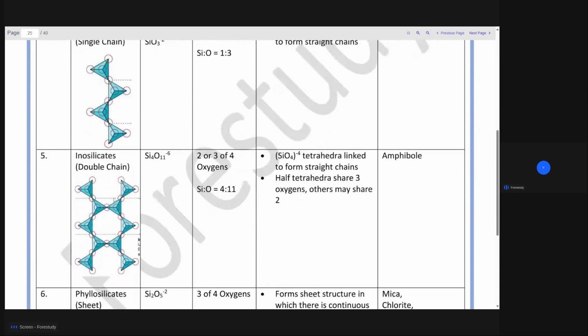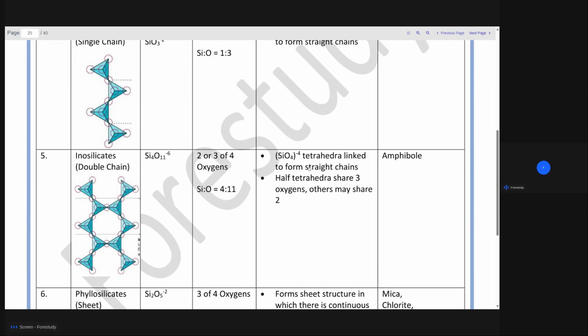And this is the double chain silicate. Again inosilicate only, but double chain. So 2 or 3 of 4 oxygens are shared. So the ratio is 4 is to 11. Here you can see the ratio has changed. 4 is to 11.